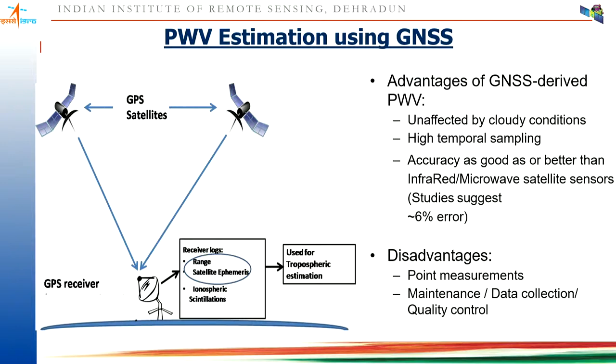The advantage of GNSS derived PWV is that it is unaffected by cloudy conditions, has high temporal sampling, and has accuracy as good as or better than infrared and microwave satellite sensors. The disadvantages, as we discussed, are that we have only point measurements, and there are maintenance, data collection, and quality control issues.